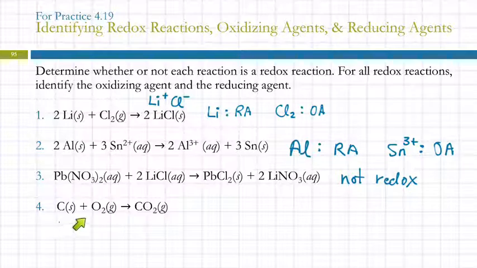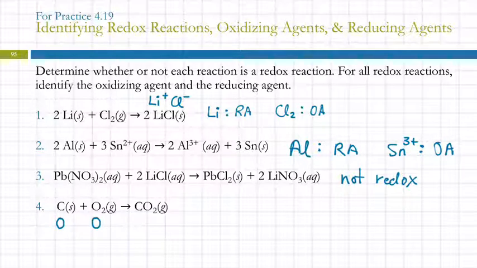How about this one? Carbon reacting with oxygen to form CO2. Well, we got 2 nonmetals. We don't see any charges. Because we're dealing with nonmetals, we have to look at oxidation states. What's the oxidation state of carbon? Plain old carbon, 0. What's the oxidation state of plain old oxygen? 0.